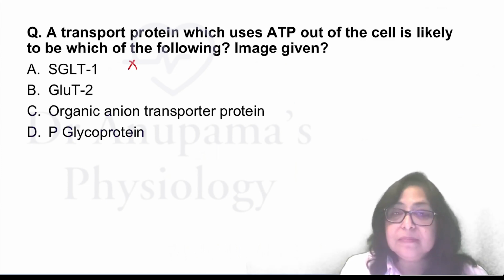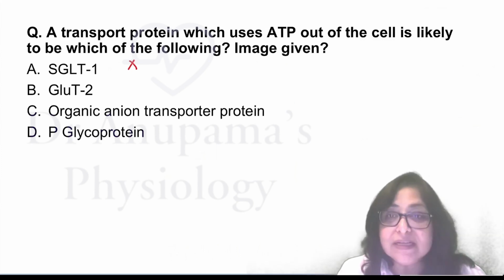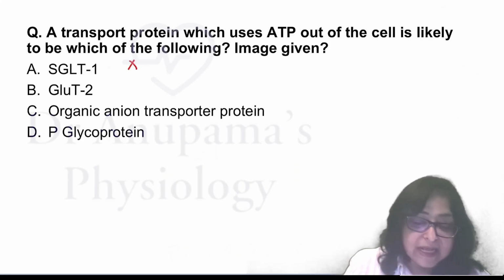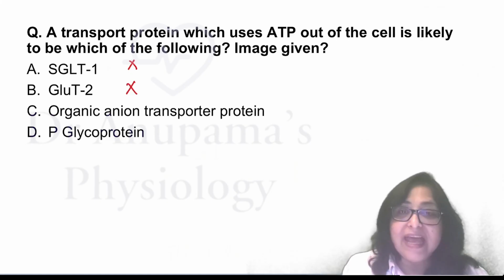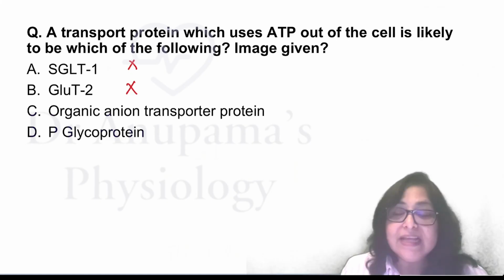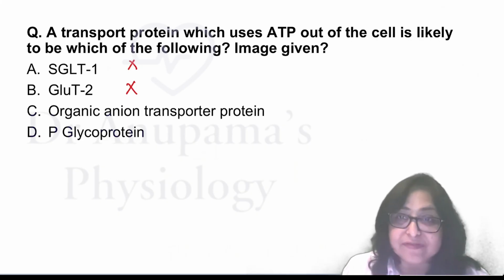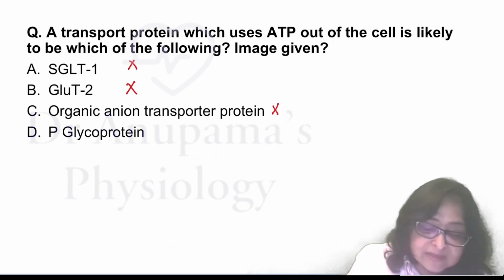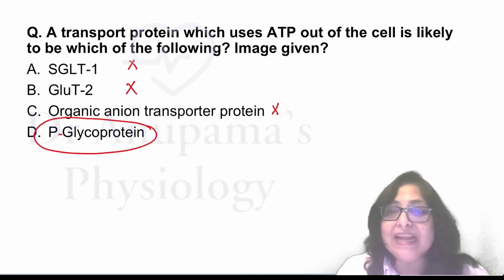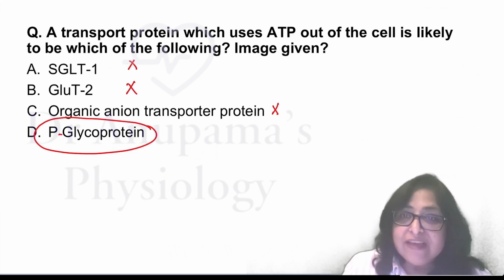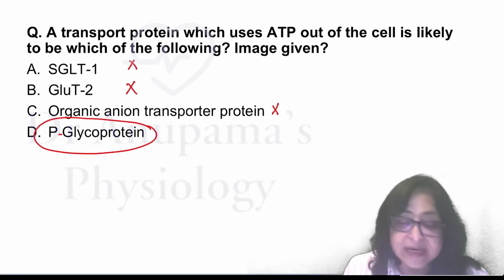GLUT2. Glucose transporters are examples of facilitated diffusion, which is a passive transport, does not use ATP, so this cannot be the answer. Organic anion transporter protein. This is an example of anion exchange, which is also passive, does not use ATP. So by exclusion, my answer is P-glycoprotein. Now, what is this P-glycoprotein? It's a pump which uses ATP, and it drives substances out of the cell against a concentration gradient.